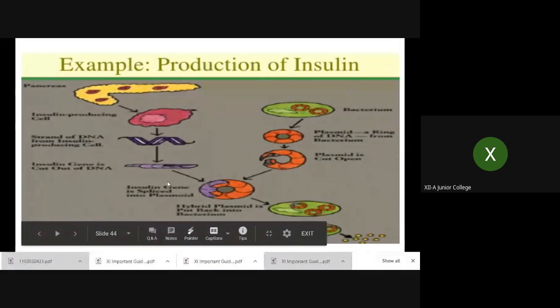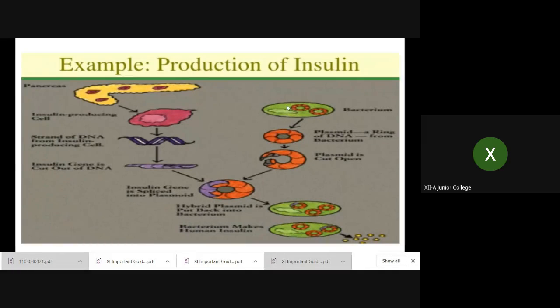And once you know that this is the fragment which shows the presence of the gene responsible for the production of insulin, this insulin gene is spliced into plasmids, that means it is introduced into the plasmid. At the same time, this is the bacterial cell. It has its own genetic material, and along with that, the plasmids are present. So this plasmid, the ring of DNA from the bacterium, is removed from the bacterial cell. Again here also restriction endonuclease enzymes are used to give the cut, which has the sticky ends.